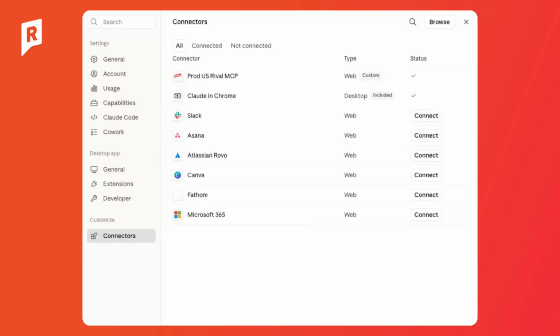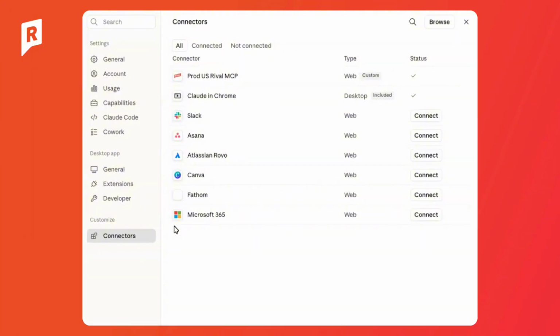Hey, here's a quick demo of the Rival MCP, a connector that lets AI assistants work directly with Rival's research data. Phase one, which you're seeing today, is secure read access to chat data. The studies, the questions, the participant responses we collect, both the structured survey answers and the open-ended text and video transcripts.